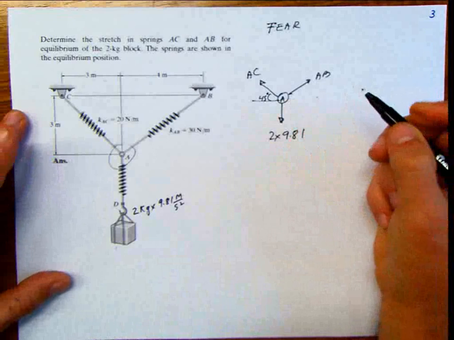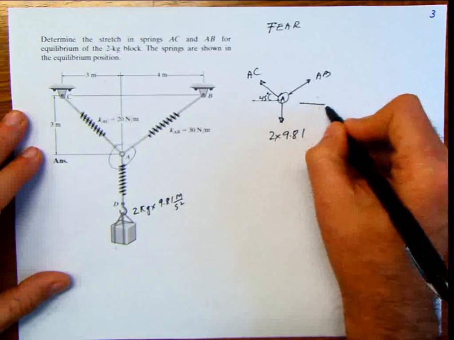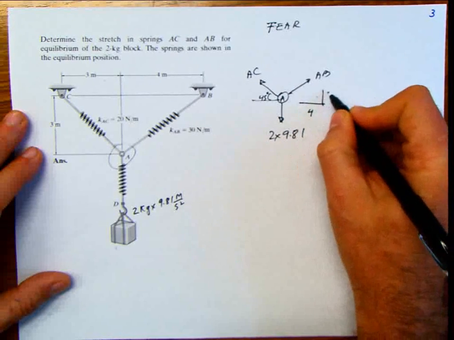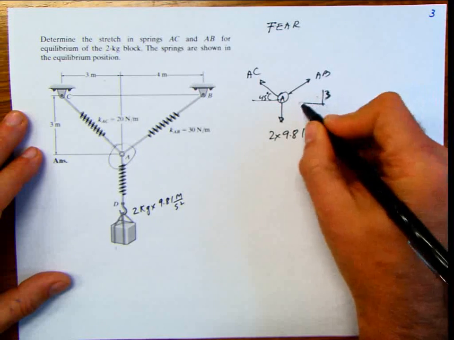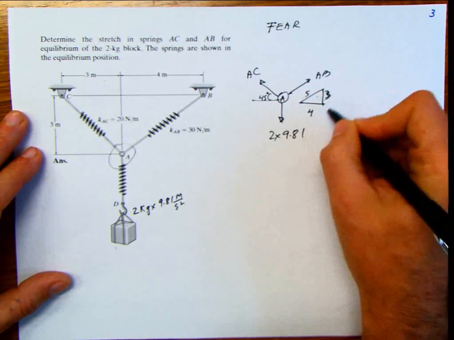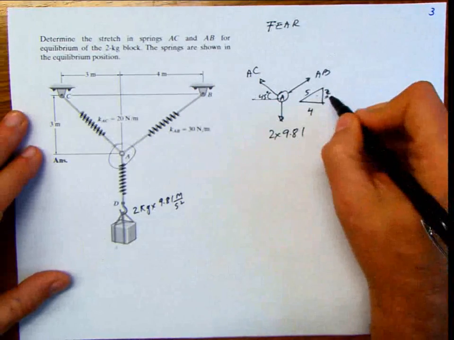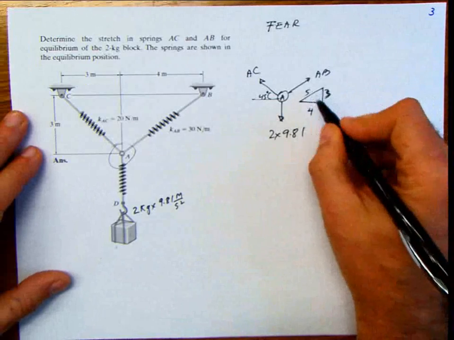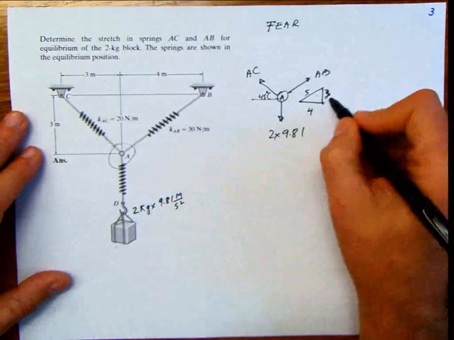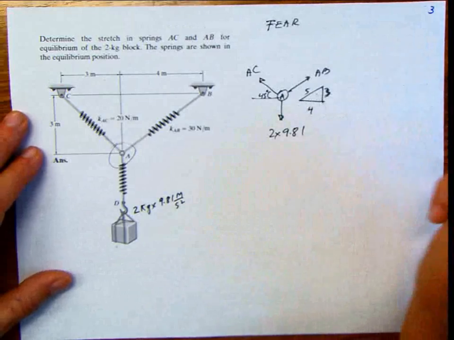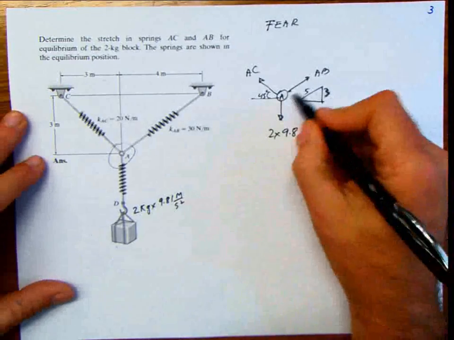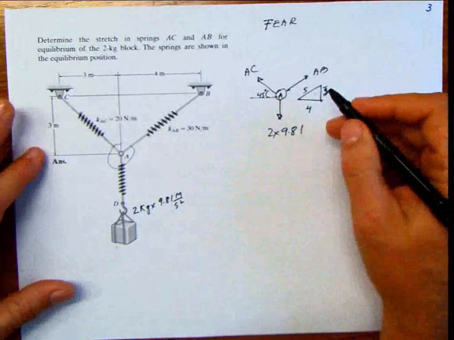Well, I can calculate it if I want to, but instead of calculating, I can say this is 4, this is 3, and this is 5. How do I know it's 5? Because 3, 4, 5, that's a typical triangle. And if you don't know it, this is going to be the square root of 16 plus 9, 4 squared plus 3 squared, which is the square root of 25, which is 5. So basically you have that. What do you do now?